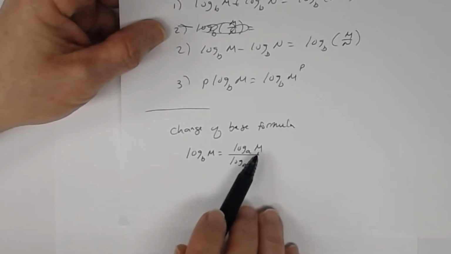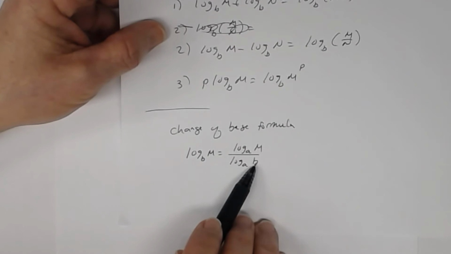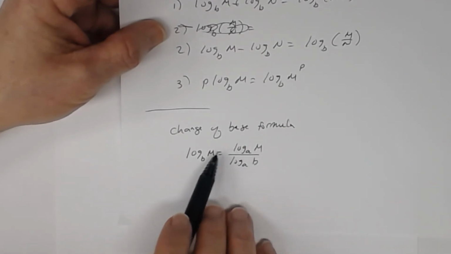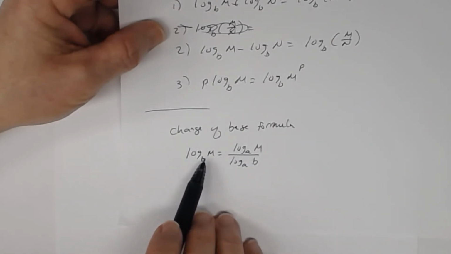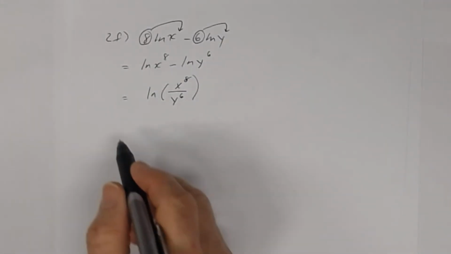So the argument will be in the numerator, and the base will be in the denominator. So if you want to change that to base a, you'll say the log of m base a divided by the log of b base a. All right, so how does that help us with 3a?